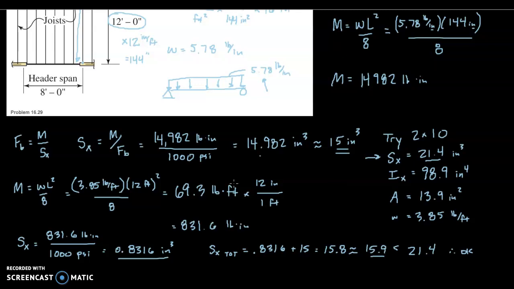Then we double checked, just to be thorough, the additional moment caused by the self weight and how much additional section modulus was going to be required due to that self weight. Turns out it was not very much, less than 1 inch to the third. So our original requirement of 15 got bumped up to 15.8 or 15.9 if we rounded up, which is still less than what we are providing with the 2x10, which has a section modulus of 21.4. So as far as bending stress is concerned, our 2x10 is going to be adequate.